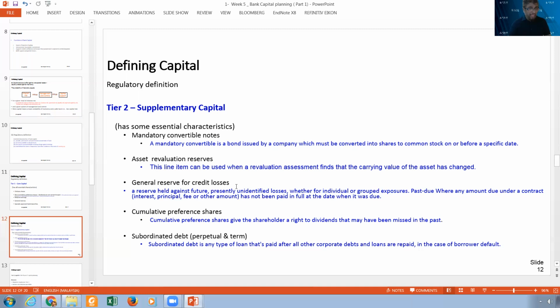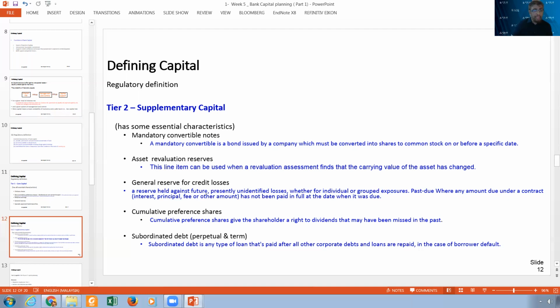So that type is actually part of the capital, but because it's part of the capital and it is reserved for contingencies that will happen in the future, we may use it in the future. But actually it's part of our capital, and regulators allow us to use it as part of tier 2.